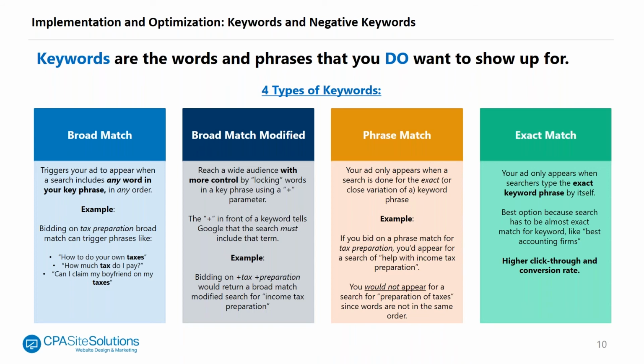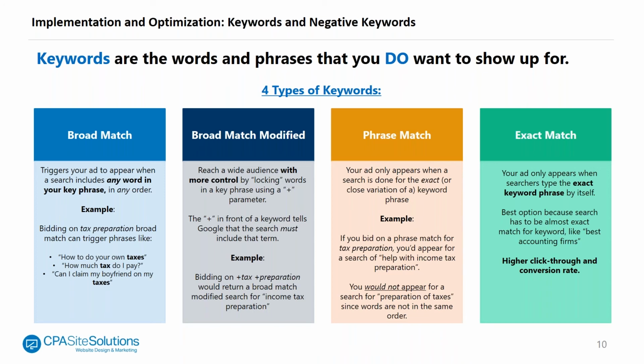Those are things you probably don't want your ads to show on. Let's move down to the phrase match keyword type. This one is slightly different than the broad match modified, and again, it gets a little more narrow. If you use the keyword tax preparation as an example, you could show up for a query that says help with income tax preparation, but you would not appear on something for preparation of taxes.